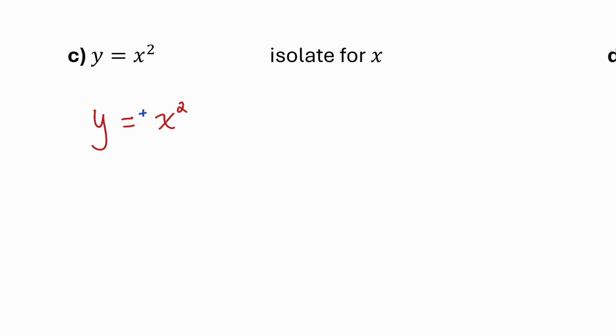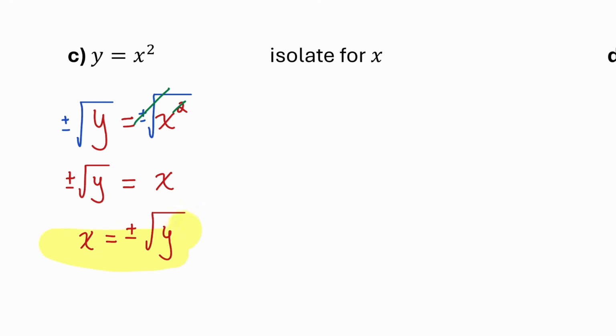So on both sides of the equation, I would have to do plus or minus the square root of both sides. On the right, the square and the plus or minus square rooting cancel out, leaving me with, on the right side of the equation, just x. And on the left side of the equation, I have plus or minus the square root of y. And writing this with the isolated variable on the left, I could say x equals plus or minus the square root of y. So there's the version of the formula that has x isolated.